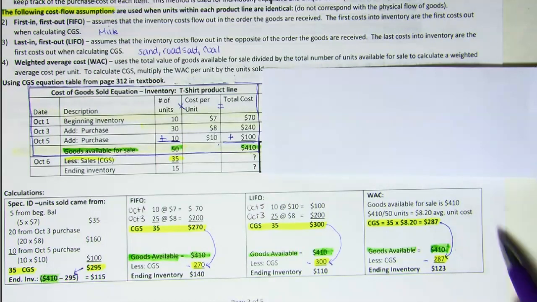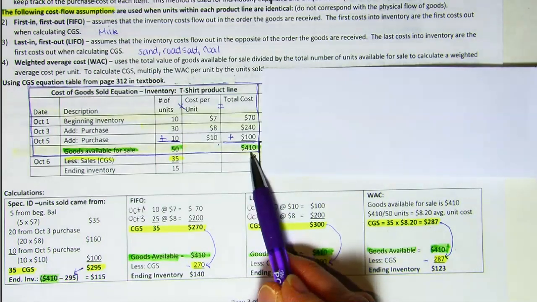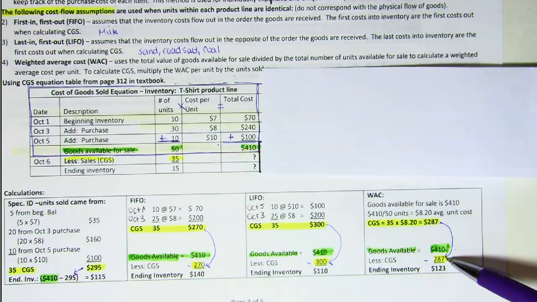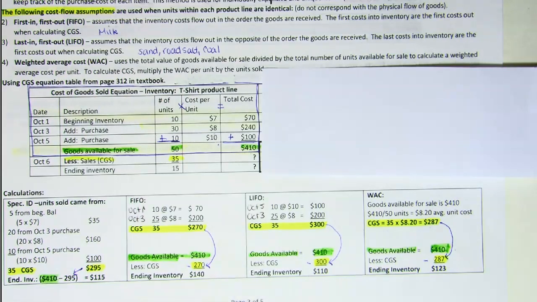$287, and then take the cost of all the goods available that you could have sold, $410, subtract out the cost of what you did sell, $287, and that gives you the ending inventory, $123. Now I'm going to stop our mini lecture here, and we'll pick up with the tax consequences and effect on net income in our next mini lecture.